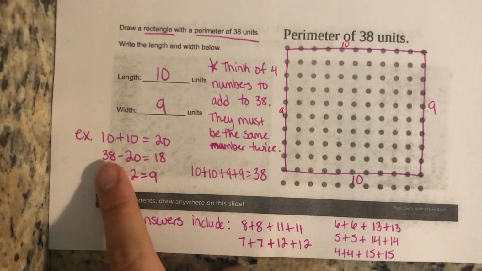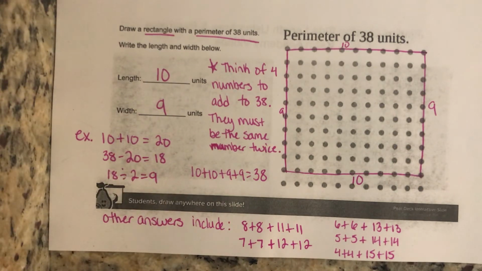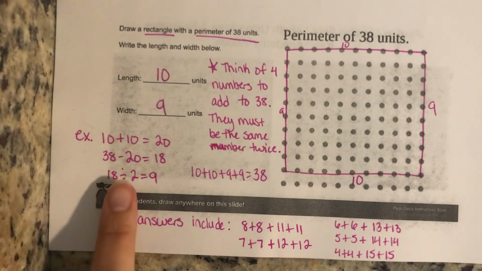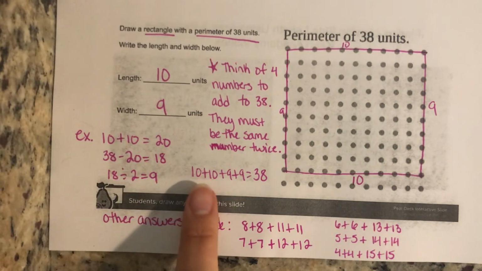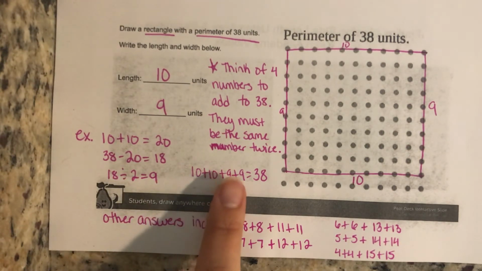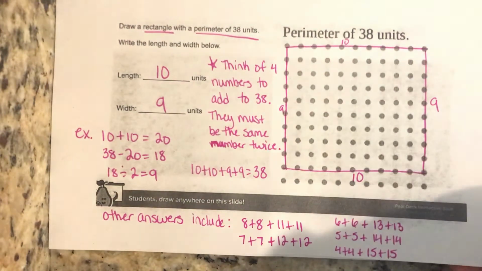Now, I would take 20 away from the total perimeter to find that I have 18 left to split between the 2 sides of the rectangle remaining. So I could divide 18 by 2, which equals 9. To go back to the original equation, 10 plus 10 plus 9 plus 9 equals 38. I've also included some other answer choices at the bottom here. These are certainly not the only answer choices, but there are some other ones that your child may come up with.